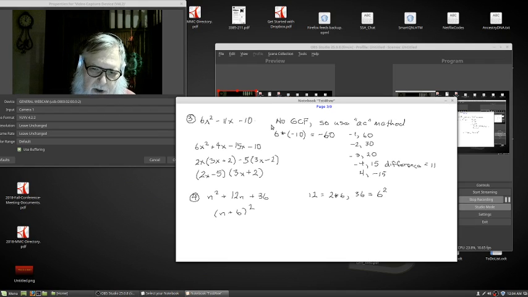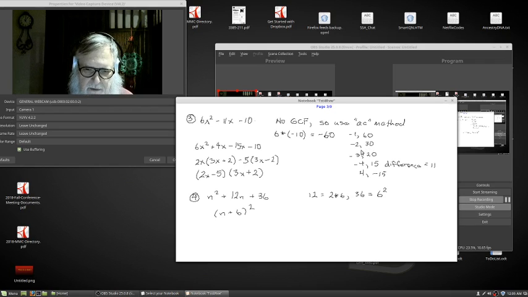So we use the AC method, which means that we multiply the coefficient of our squared term times the constant term, and then look for factors of that add up to our middle term. So 6 times negative 10 is negative 60. We start looking here, we have minus 1 times 60, but that difference is going to be a plus 59. That's not the right one.